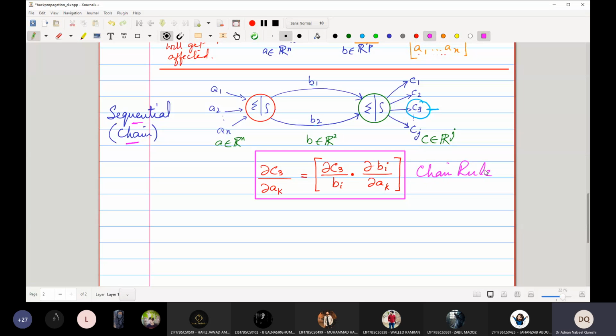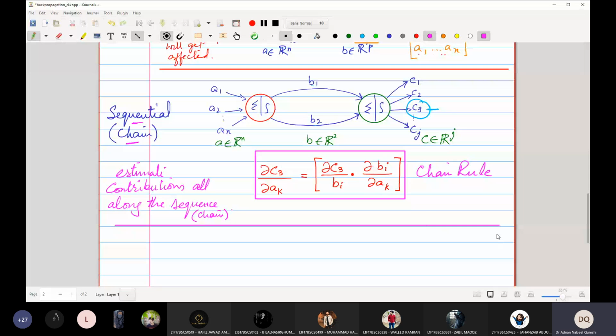One point to remember, it will be easy to recall. In a chain, if you have to look at something at the end, you have to estimate contributions all along the sequence, and sequence we have written as a synonym of chain. So you have to estimate contributions all along the sequence. If there are 50 layers, you will see 50 terms here. If there are 5000 layers, you will see 5000 terms. So this is a very, very important part when it comes to understanding what is happening here. Yes, clear? All clear?